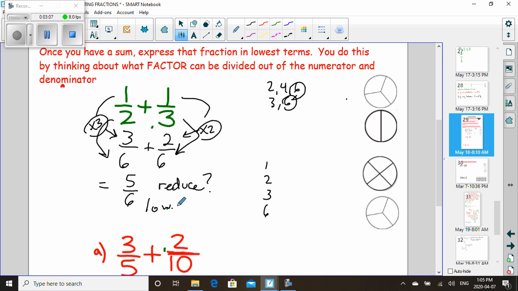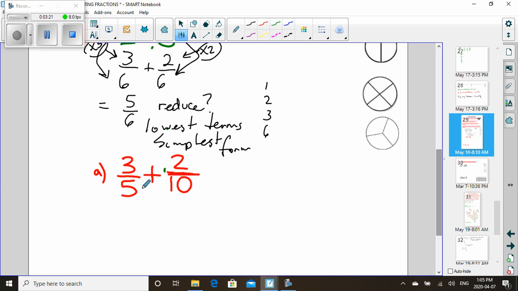Okay, so this is the key. We're always looking to find lowest terms or simplest form. You're going to find on that quiz it says to represent your numbers in simplest form or lowest terms. That's important. Let's look at 3/5 plus 2/10.